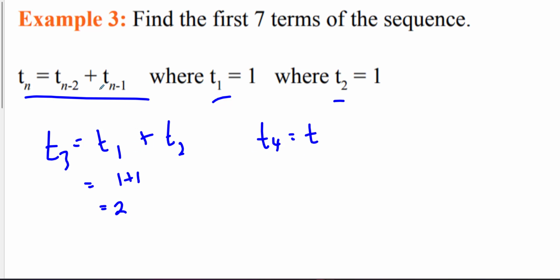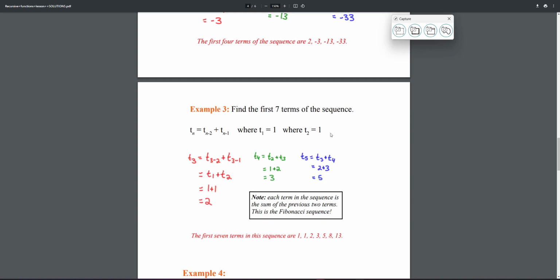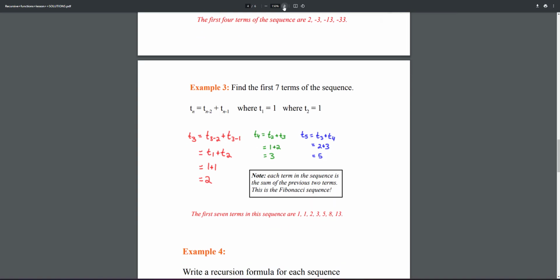That's 2. What about the fourth term? Well, the fourth term is the same thing as T2 plus T3, the sum of the two previous terms. So that's going to be obviously 1 plus 2. So T4 is 3. What about T5? And you'll soon see that these numbers are going to jump up real fast, even though it's just addition. So T5 is the same thing as T3 plus T4. And T3 I know is 2. And T4 is 3. So 2 plus 3 is 5.